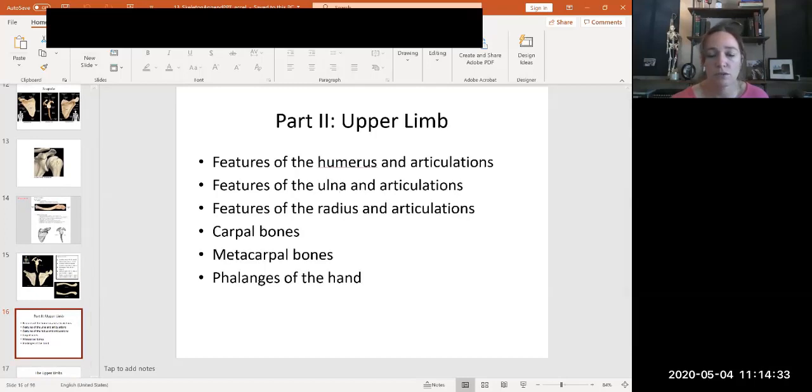Then as we go, we'll just do the upper limb here. So we have features of the humerus. The upper limb includes the humerus, which is your arm, your radius and ulna, which constitutes your forearm. The carpal bones are your wrist, metacarpals are your hands, and the phalanges are your fingers.